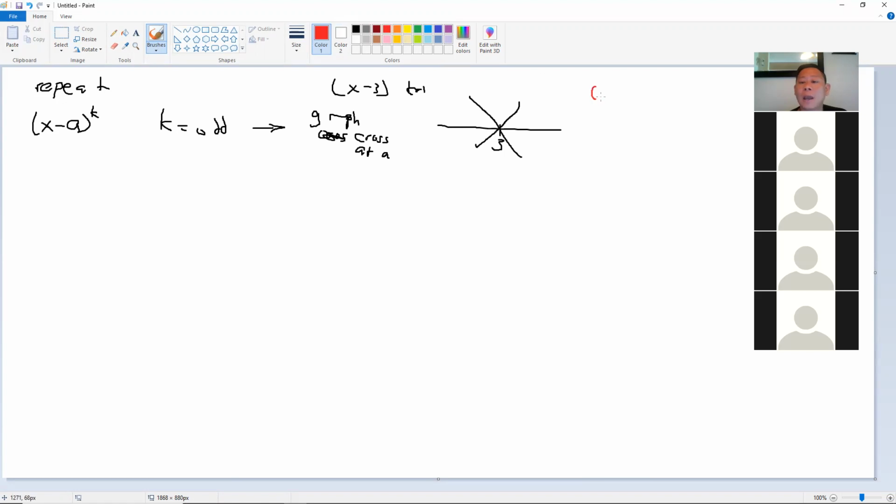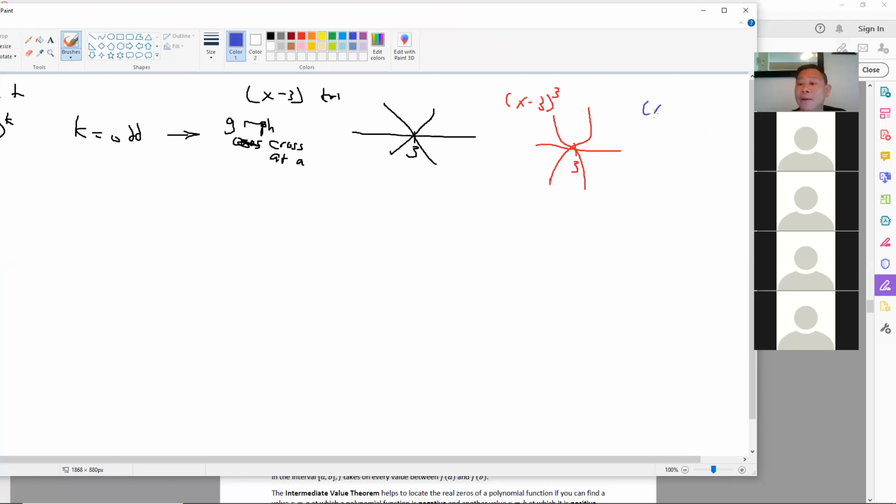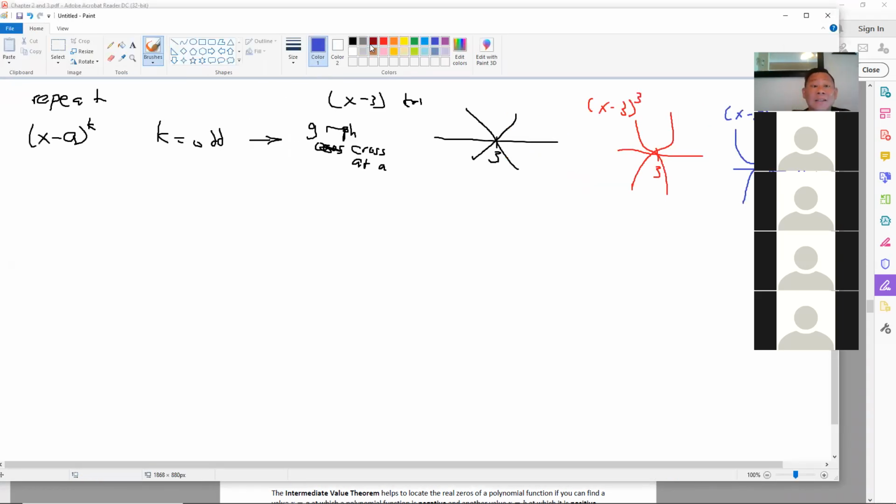But what happens if your k is 3? Because it's odd, you will still cross at 3, but in a cubic way. So you can do it this way, or you can do it that way. And what happens if your k is 5? Again, it's odd. It will cross at 3 again, but this time it will go flatter. And if you have 7, even flatter. So this is what happens when k is odd.